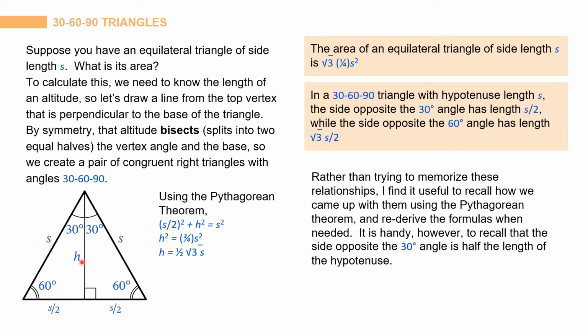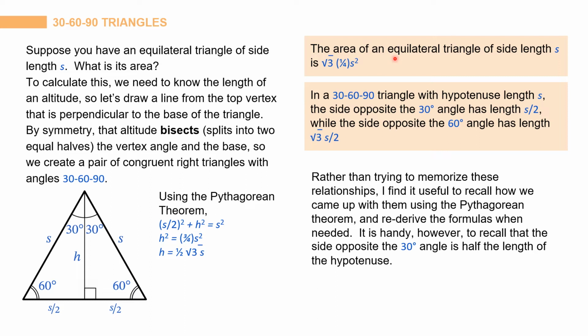So let's draw this perpendicular here, and by symmetry, this altitude bisects the 60-degree angle. In the equilateral triangle, all the angles were 60 degrees. By symmetry, we bisect this angle and form two right triangles, each with this top angle equal to 30 degrees. So we have created a pair of 30-60-90 right triangles.